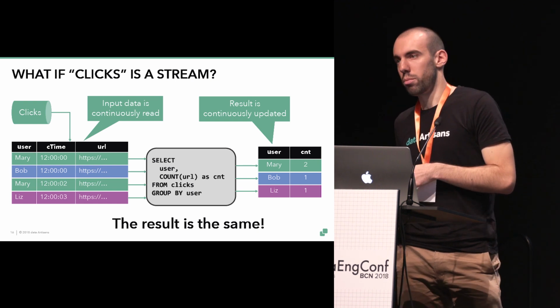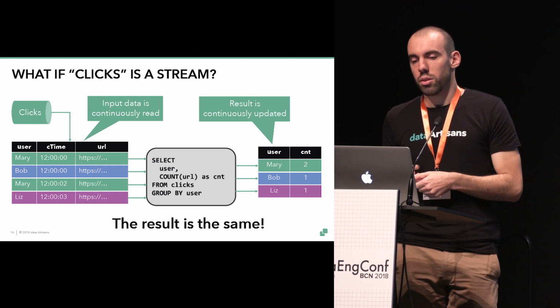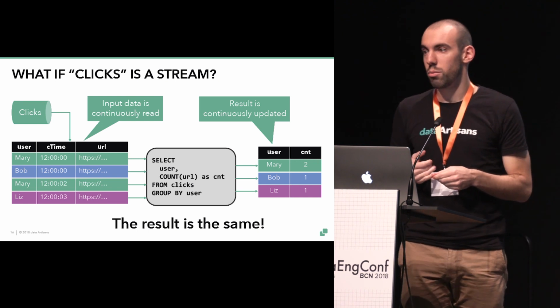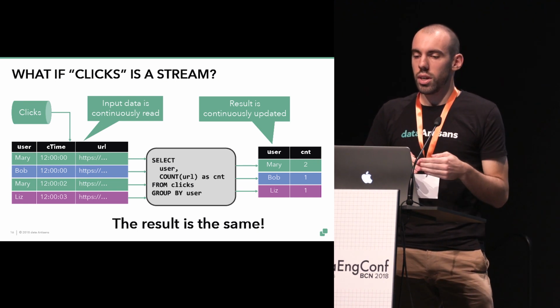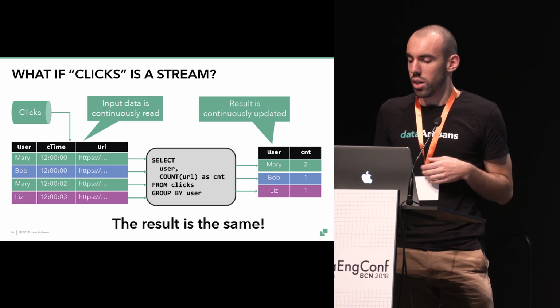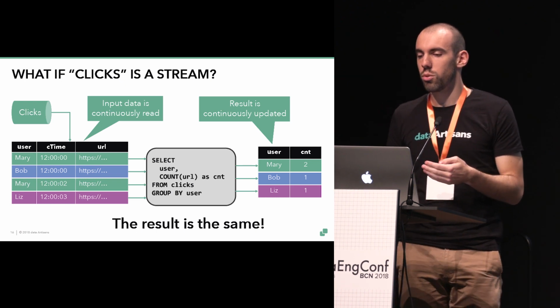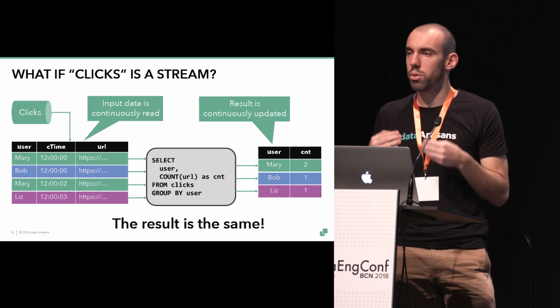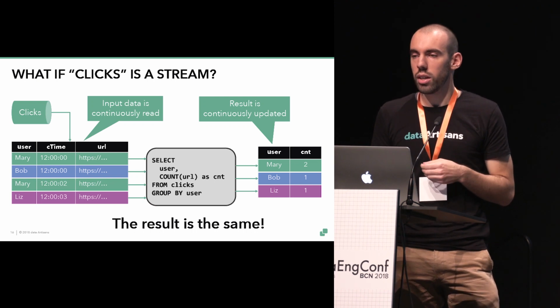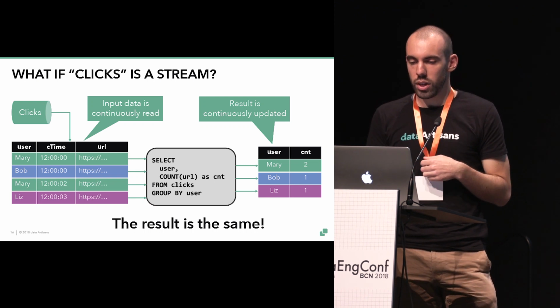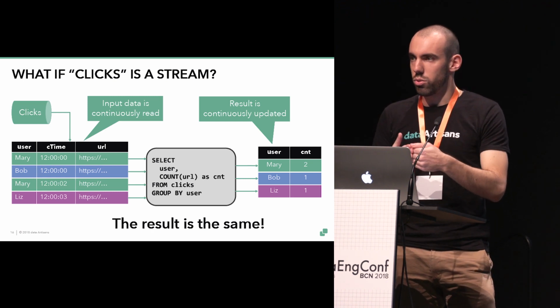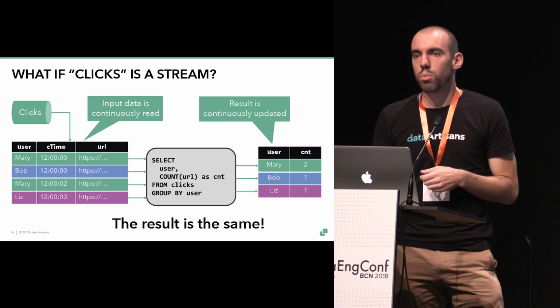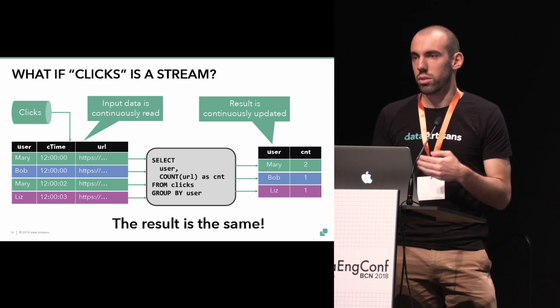But then we have a problem because Mary is there a second time. So what happens is we have to update our results. The result that we sent out, like Mary is one, now becomes Mary two. So we have to deal with changes, like we are emitting changelogs basically, and need to update the results in the outside world. Data is still read continuously, but the output is also updated continuously.